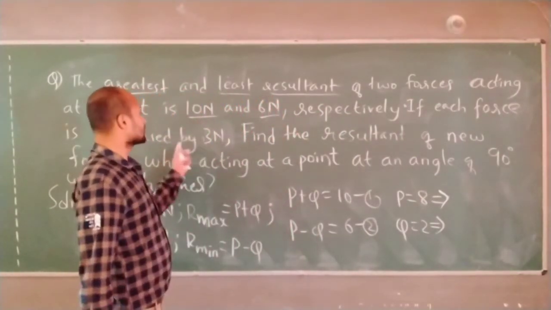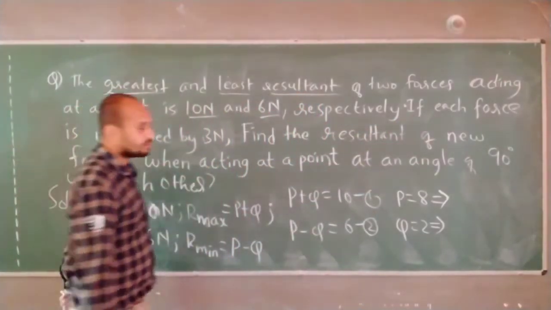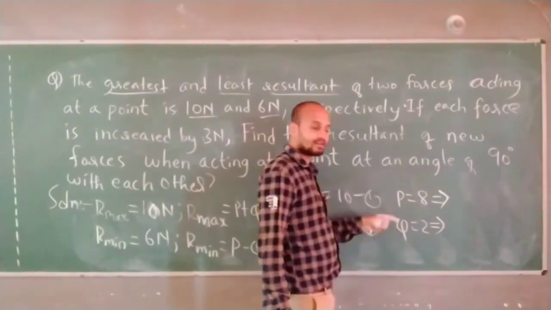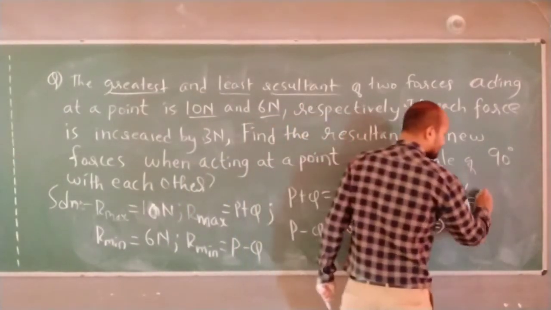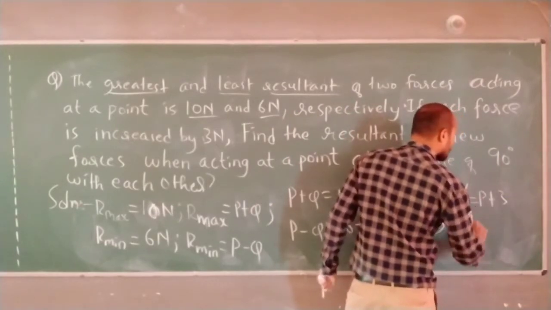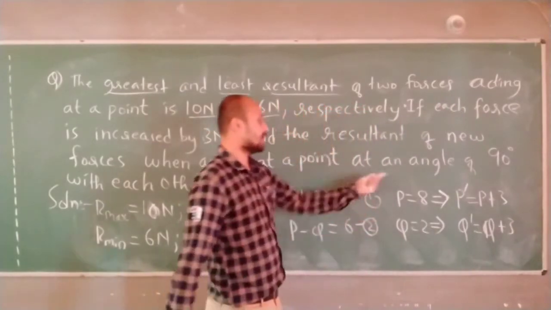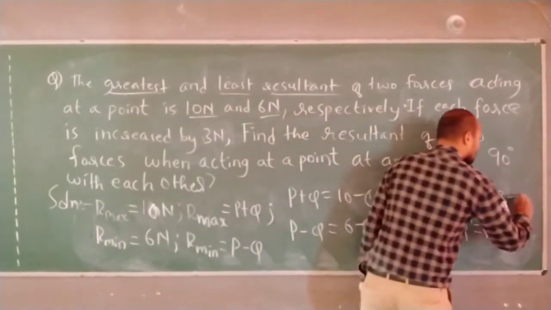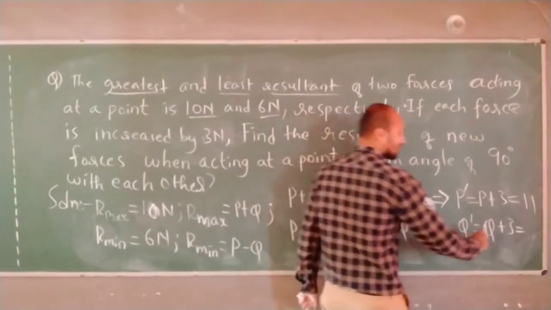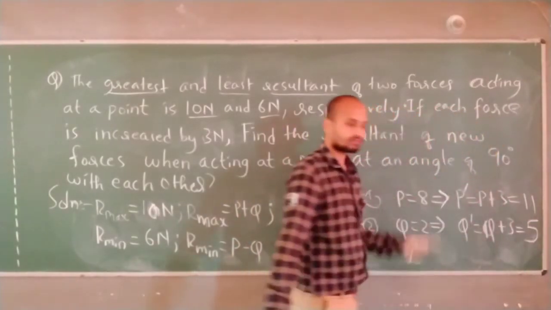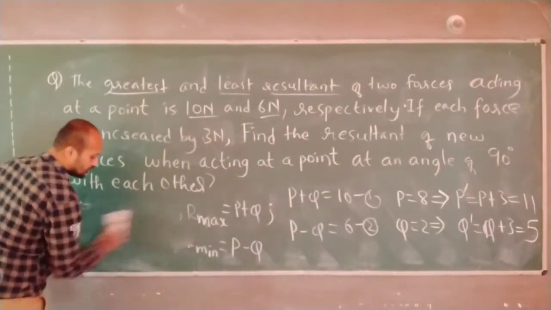Now, individual forces. If each force is increased by 3 Newton, P dash will become P plus 3, Q dash will become Q plus 3. What is the value of P? 8 plus 3, that is 11. Q dash will become 2 plus 3, that is 5. New forces are how much?